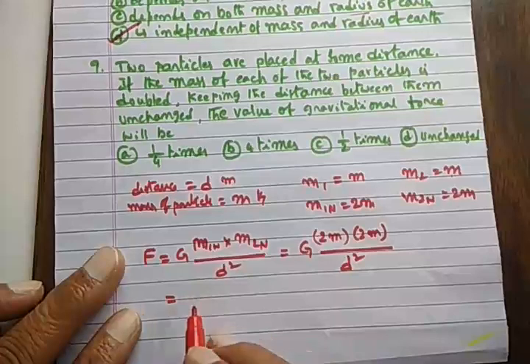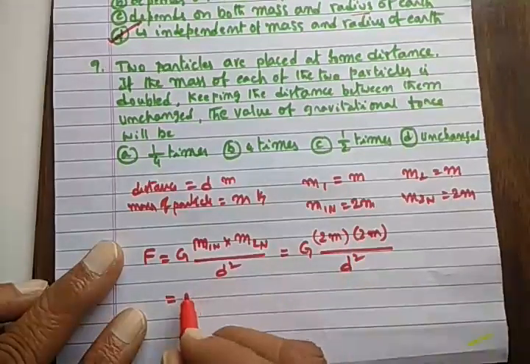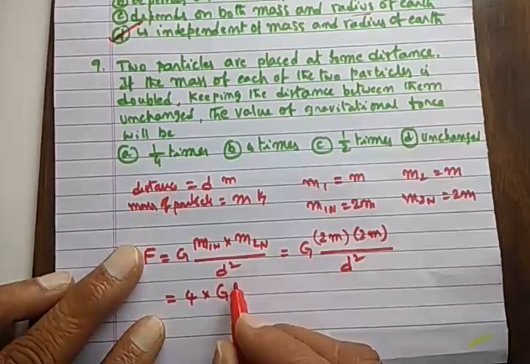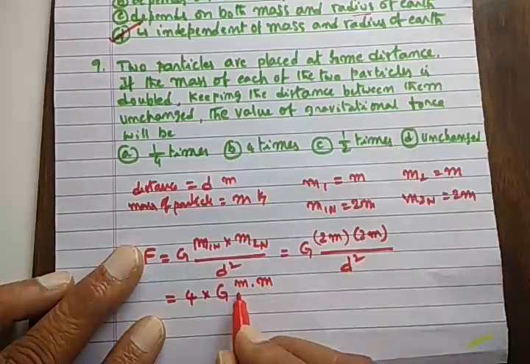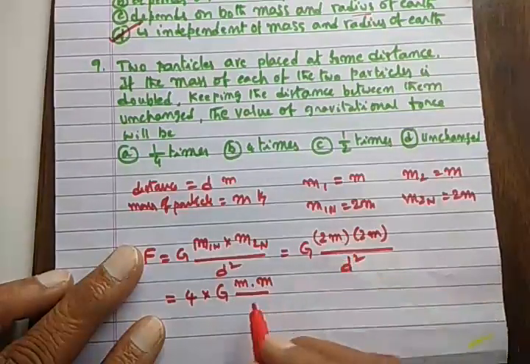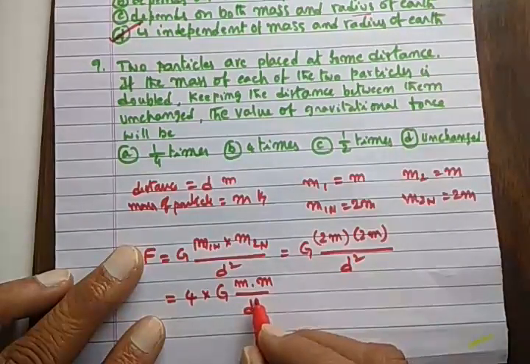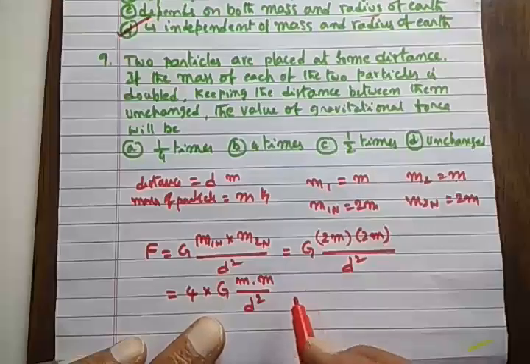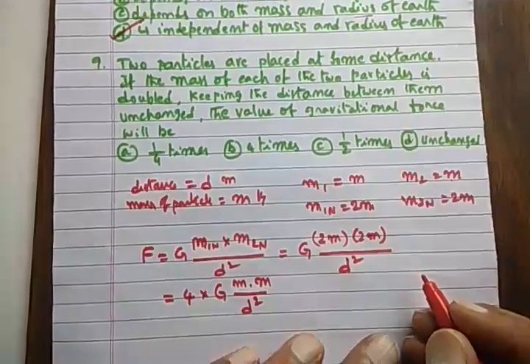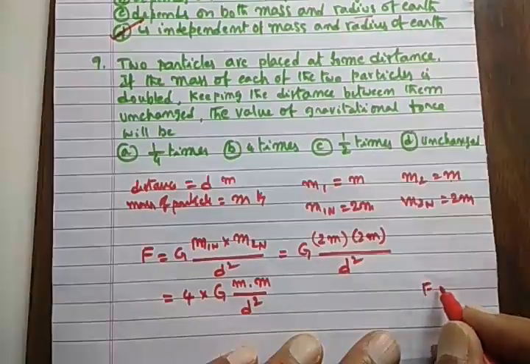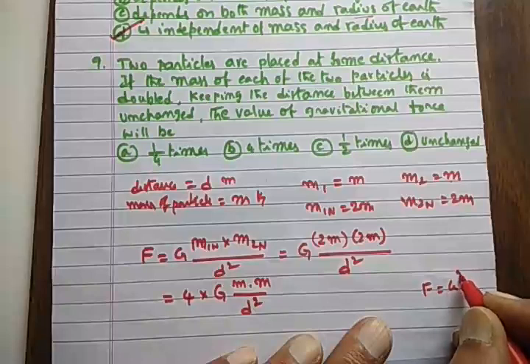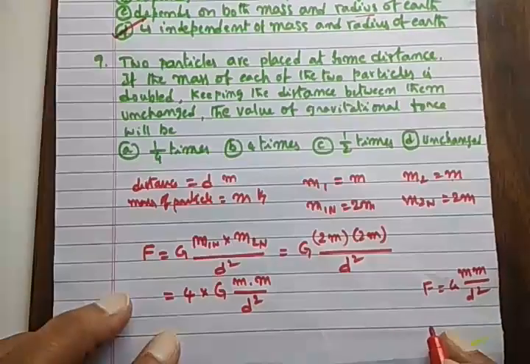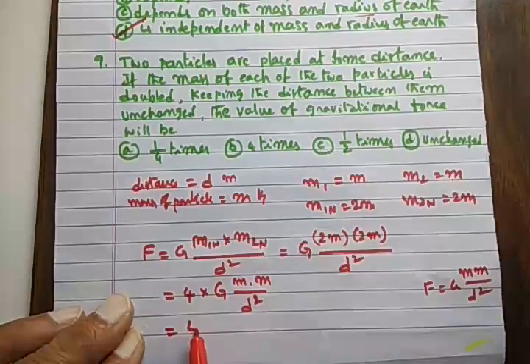So now 2 into 2 it is 4. 4 I will separate it. Then I will write G into m into m by d square. Okay, initially both are m only. So universal law of gravitation is F is equal to G, both masses are the same, by d square.